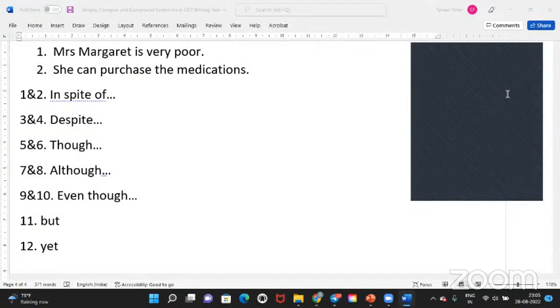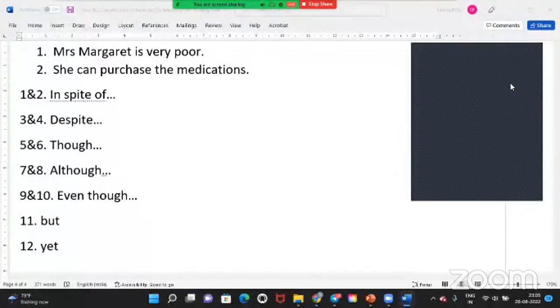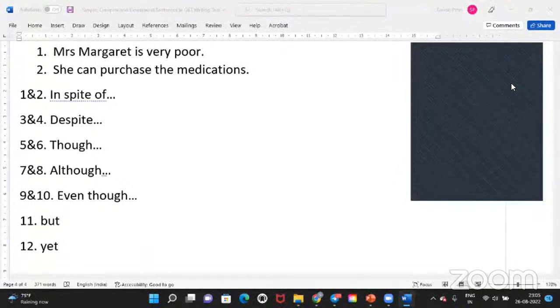Despite her poverty, comma. Saranga, despite her poverty, despite came in the beginning. So comma should be there, despite her poverty. Mrs. Margaret is very poor. Okay. Semicolon, yet she can purchase the medication. Semicolon. Or full stop, capital letter Y, yet she can purchase the medication.